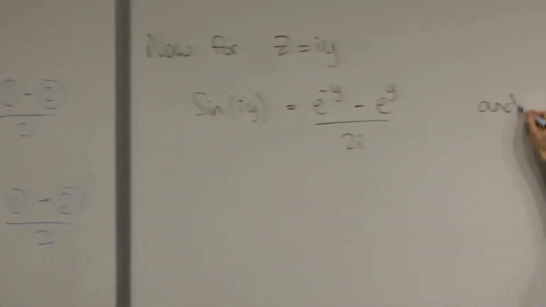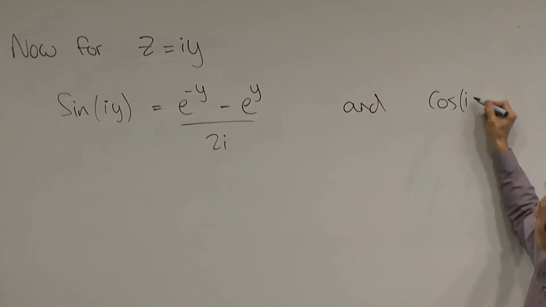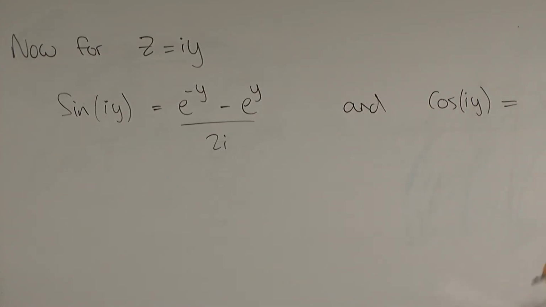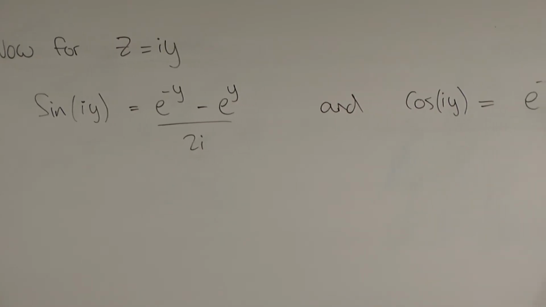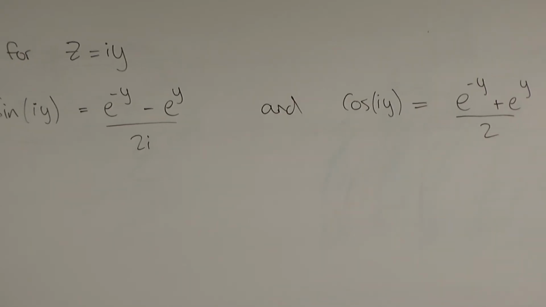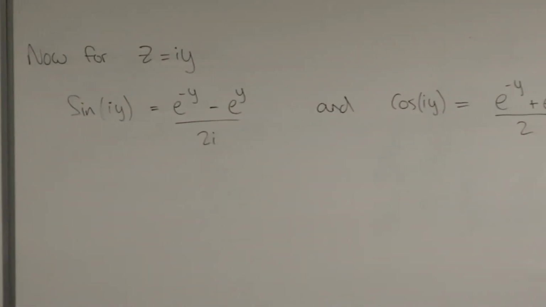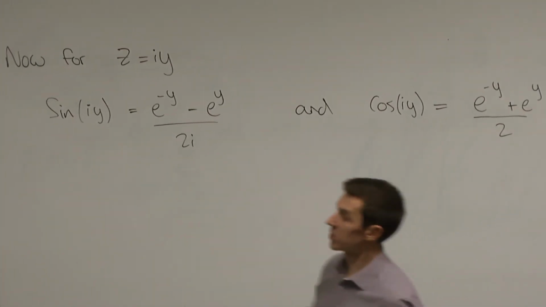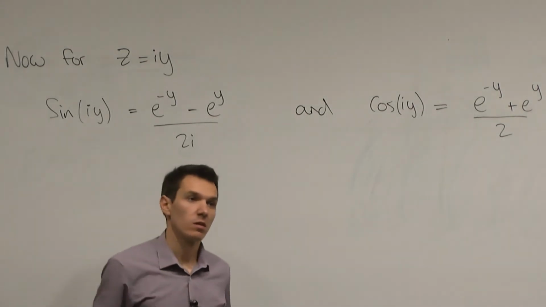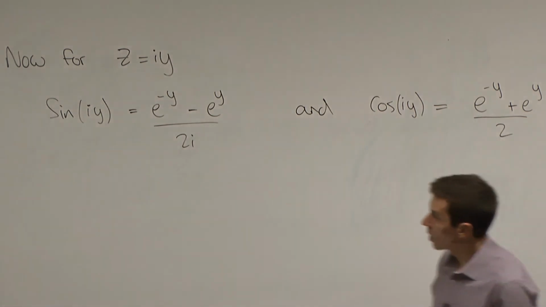And then for the second, we get cos iy, and this is e to the minus y plus e to the y over 2. Okay. Again, doing the same thing, but for this second expression for cos z. So basically, just substitute x. If you just write z as x plus iy and let x be equal to 0. Okay.